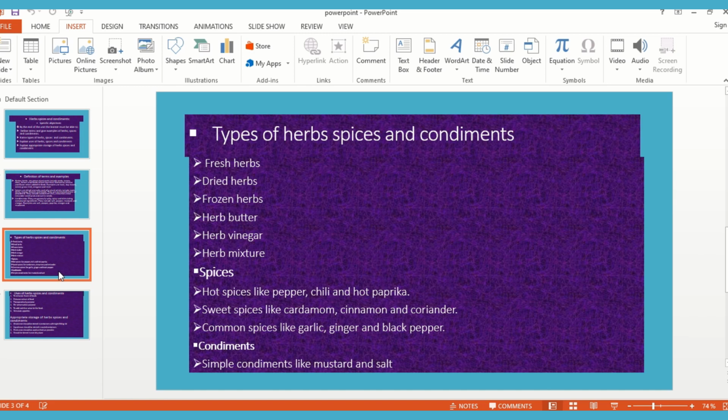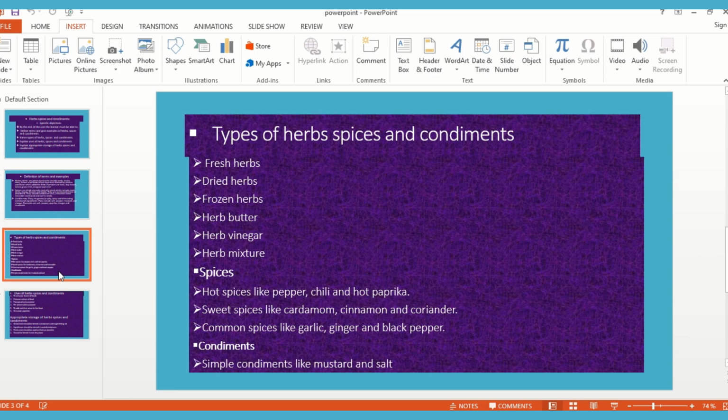Under spices, we have the hot spices like pepper, chili, and hot paprika. We also have sweet spices like the cardamoms, the cinnamons, and coriander. We also have another type of spice, that is the common spices, which are like the garlic, the ginger, and the black pepper.